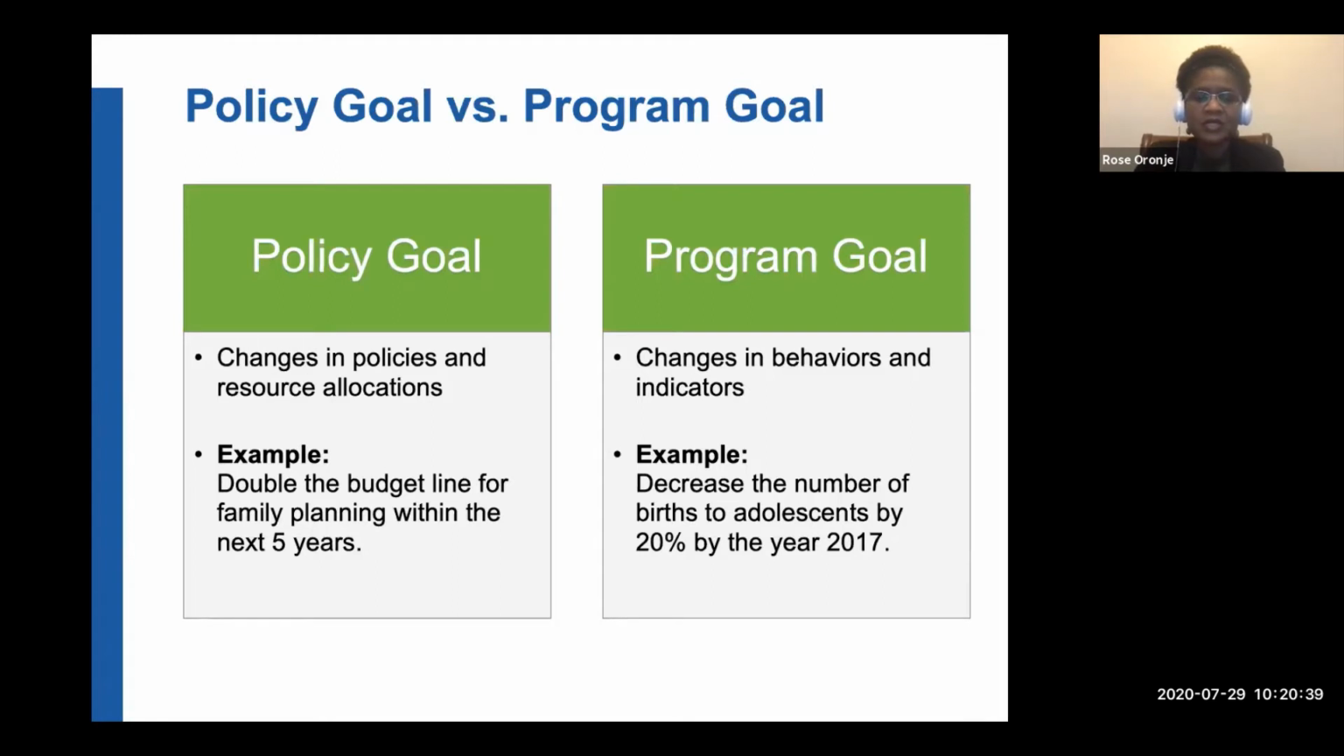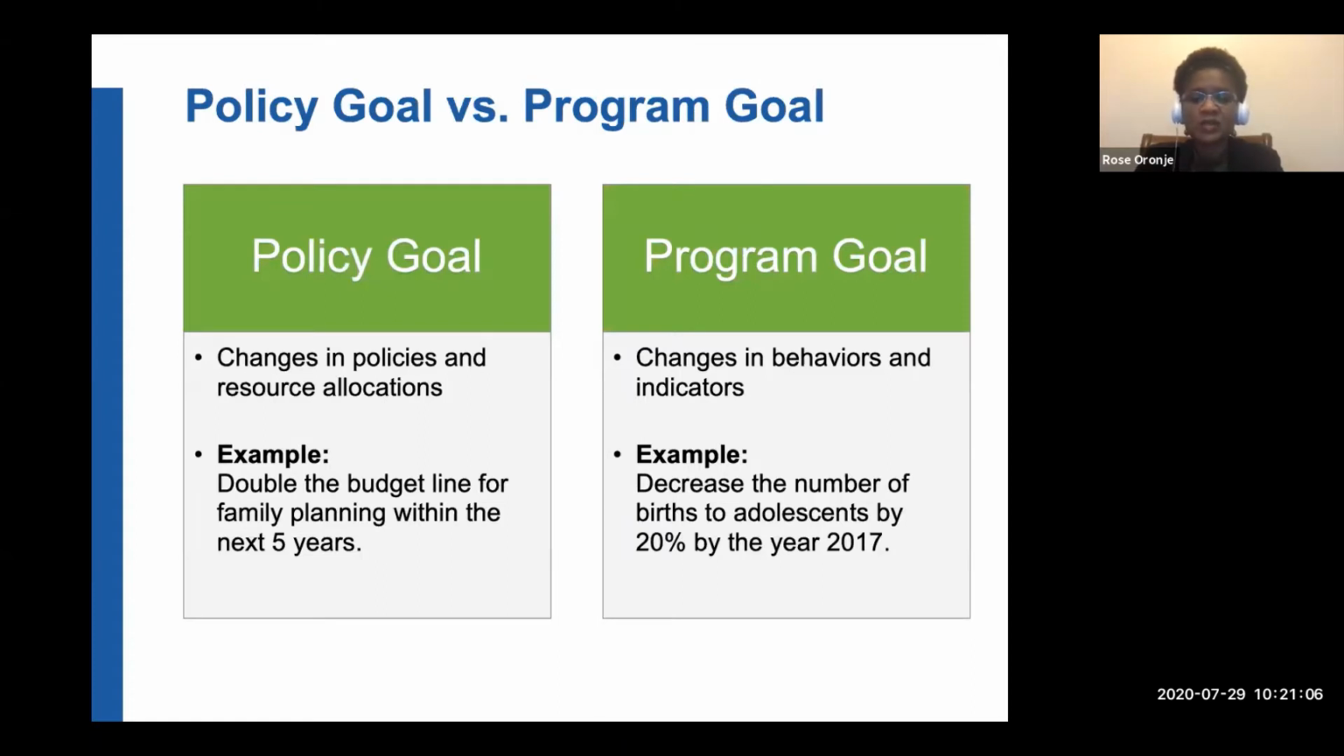However, it's important that you are clear and you're not putting up a program goal as the policy goal that you want to achieve. Here we also have examples. An example of a policy goal given here is to double the budget line for family planning within the next 5 years. On the other side, if you're working on programs, the example of the goal given here is to decrease the number of births to adolescents by 20% by the year 2017.